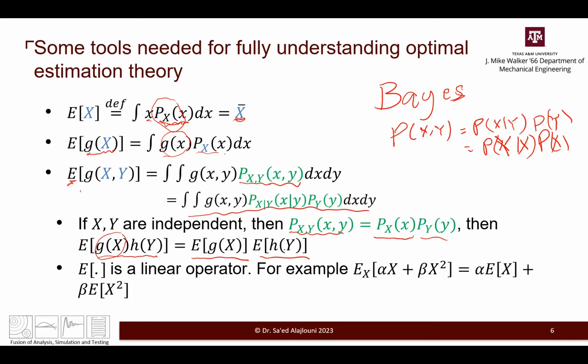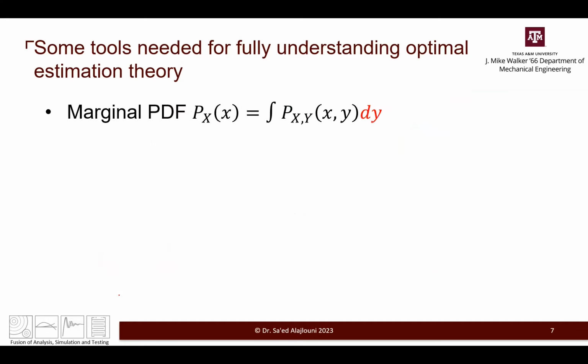The expectation operator is an integral. It's a linear operator, so it satisfies the scaling and superposition properties. For example, if you have this expression where alpha and beta are constants, then it's equivalent to alpha times the expected value of x plus beta times the expected value of x squared.